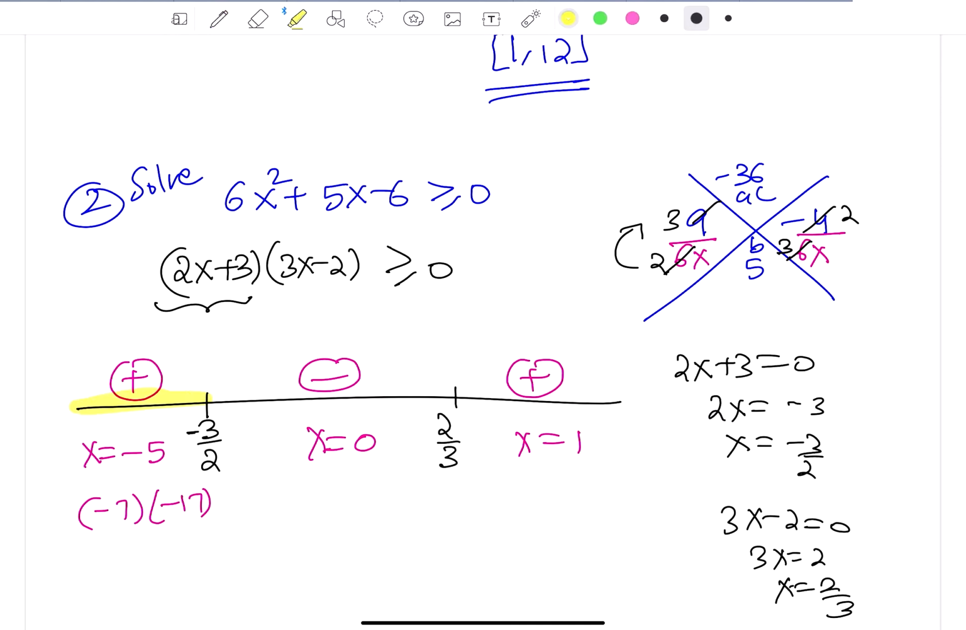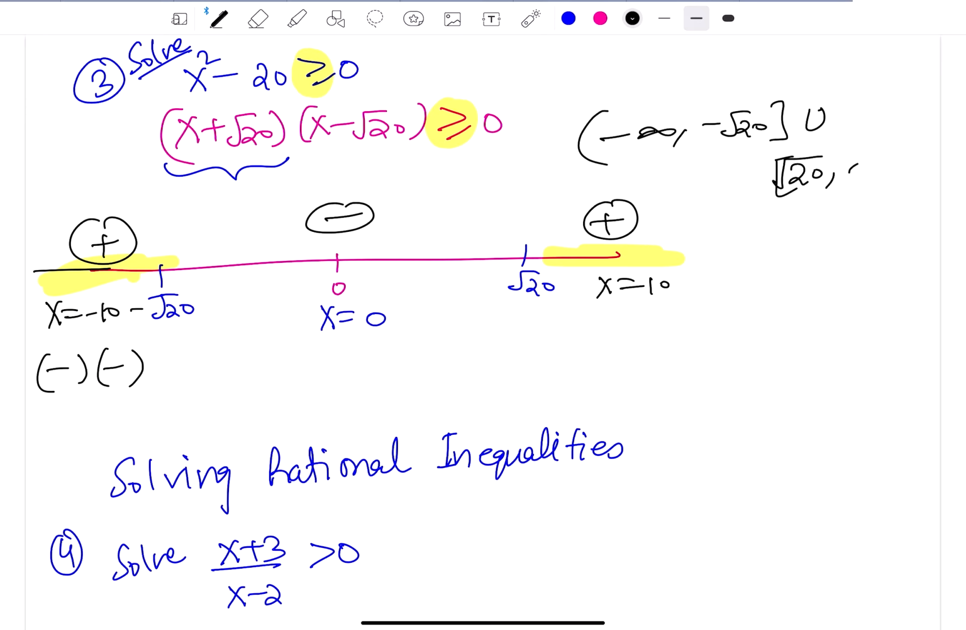Now go back and look over here. You wanted your inequality to be greater than or equal to 0, meaning you wanted it to be positive. So my solution would be all the values where it is positive, including the endpoints. So negative infinity to negative square root of 20 with brackets, union square root of 20 to infinity.